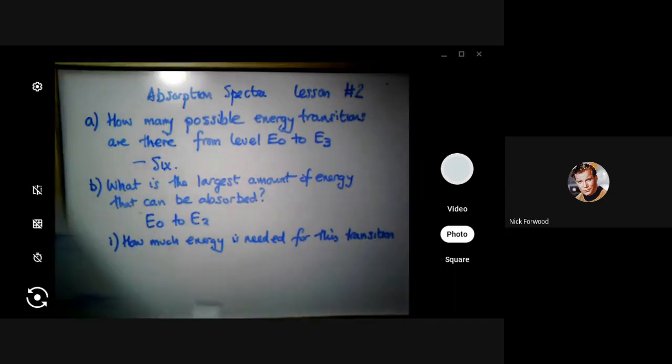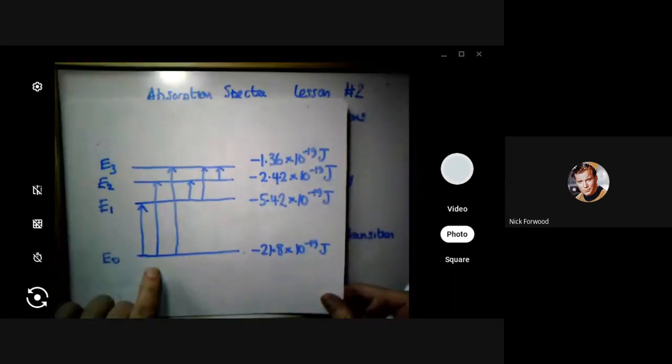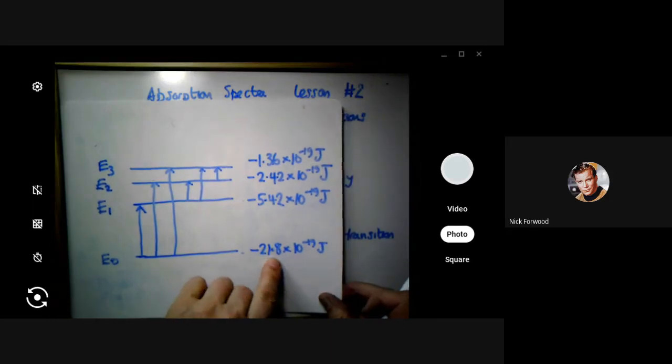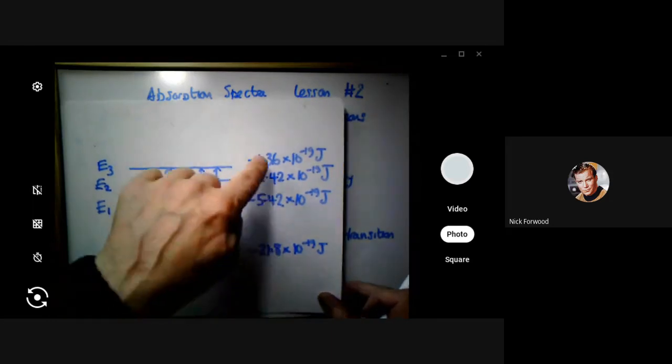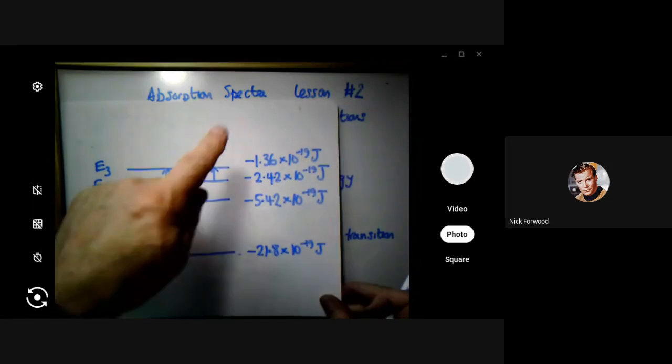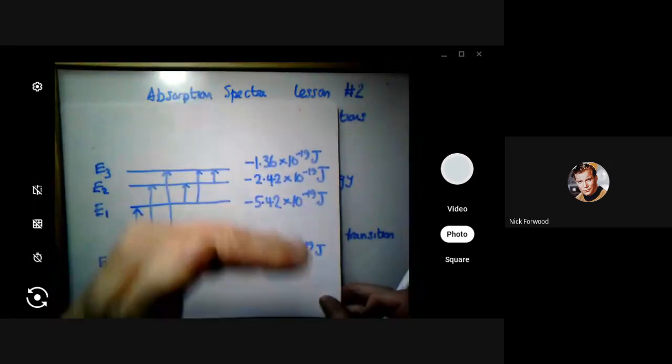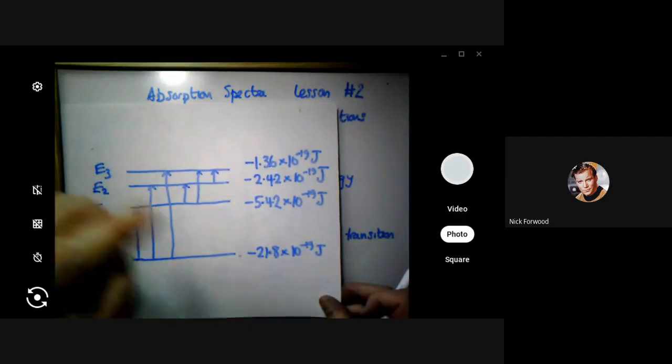So you've just got to take the numbers off here. We know it's E0 to E3, and we're going from 21.8 to 1.36. Just ignore the negative signs. Negative signs just show the floors that you go down. Numbers go up, floors go down.